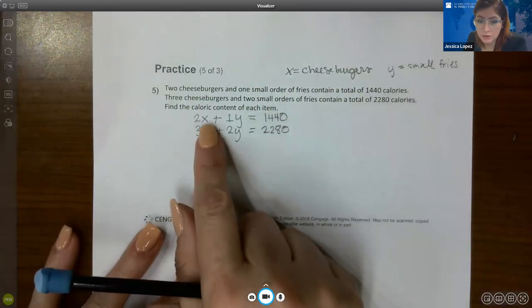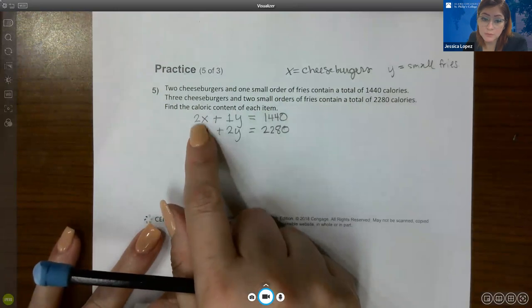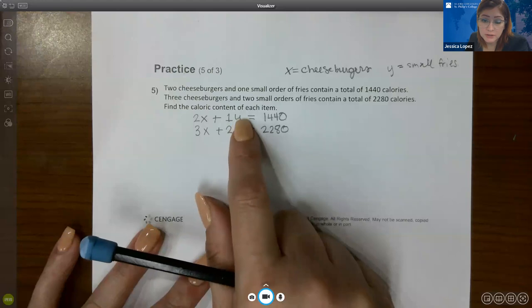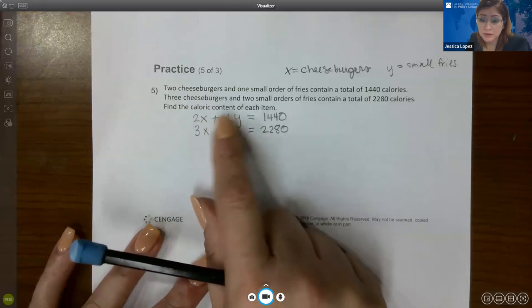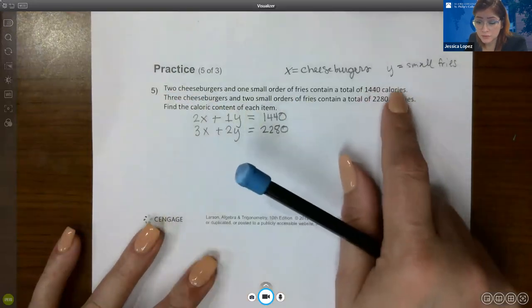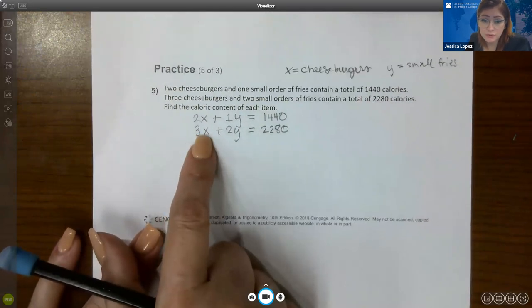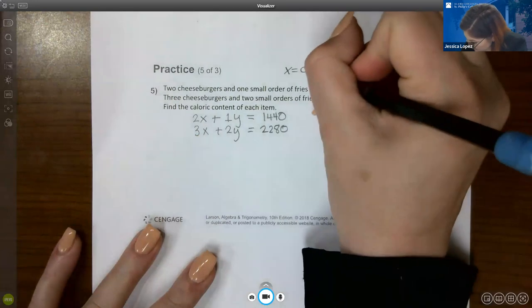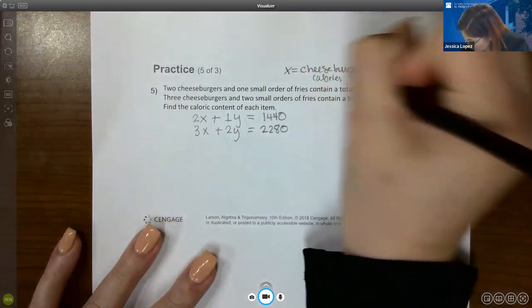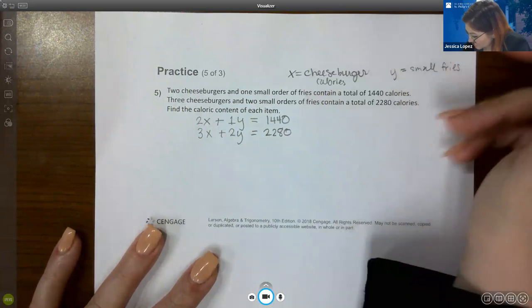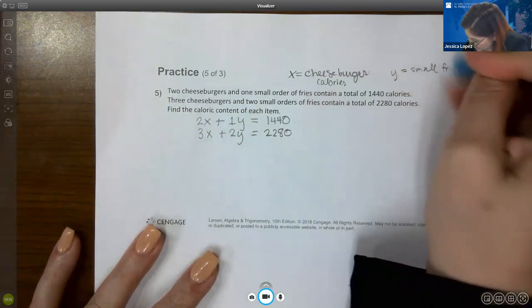So I don't know how many calories the cheeseburger is, but I know I'm gonna have to double it because I got two of them. I don't know how much the fries are, but I know I'm gonna have to add those calories to the cheeseburger calories if that's what I get for the total. And the same thing here for the three burgers times the calories for the burgers. So this is the cheeseburger calories, and then this is the small fry calories.